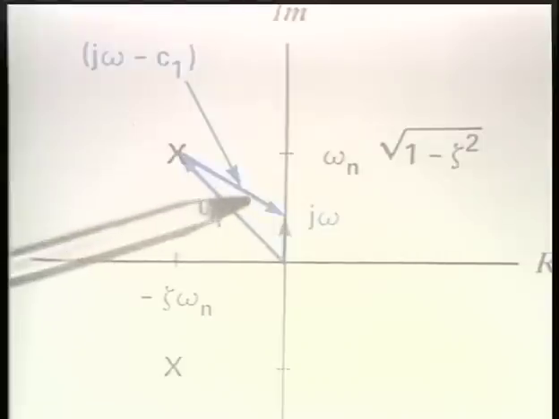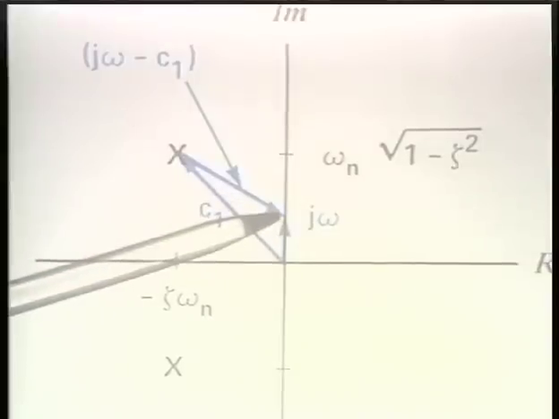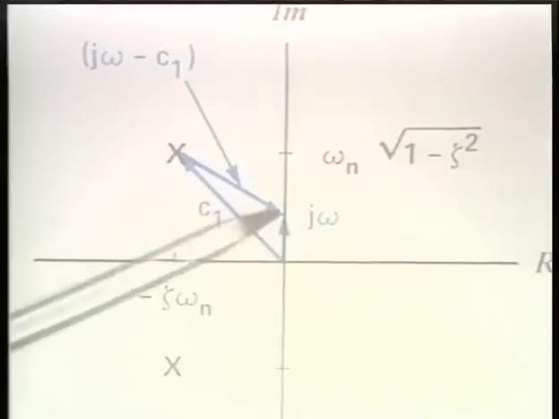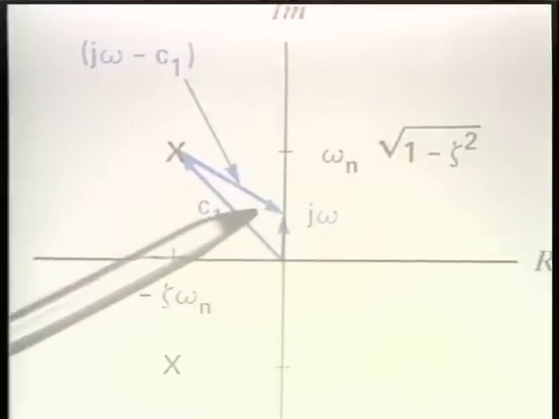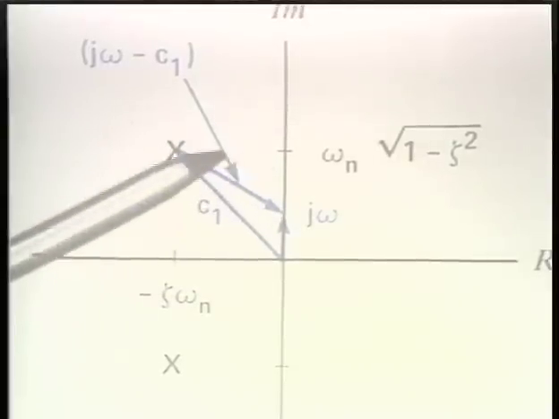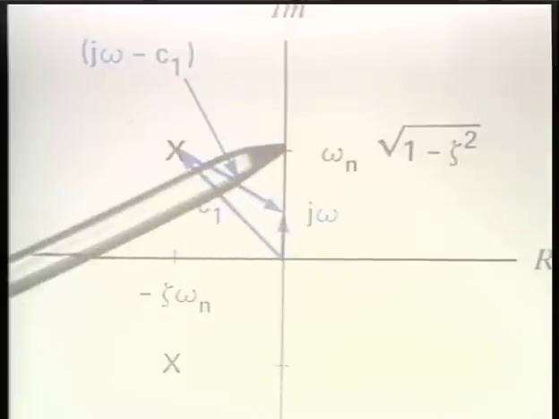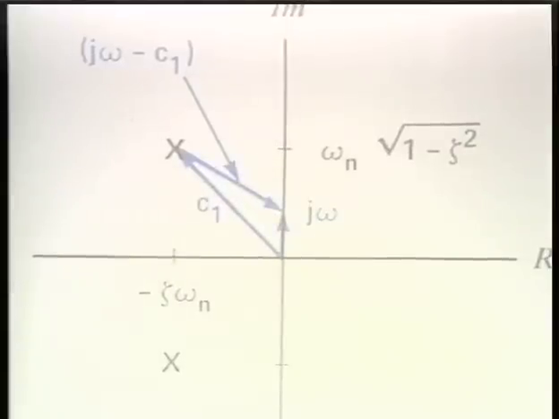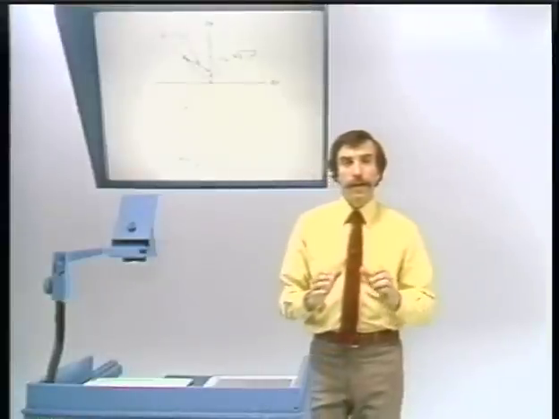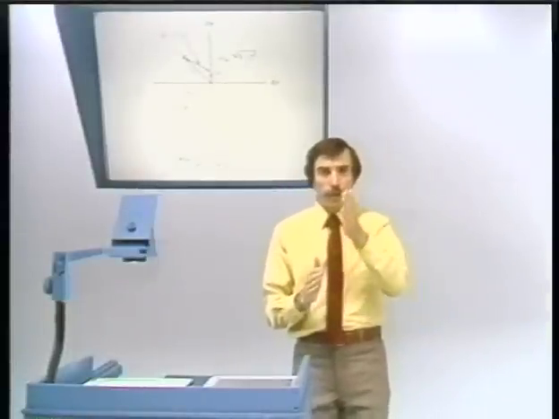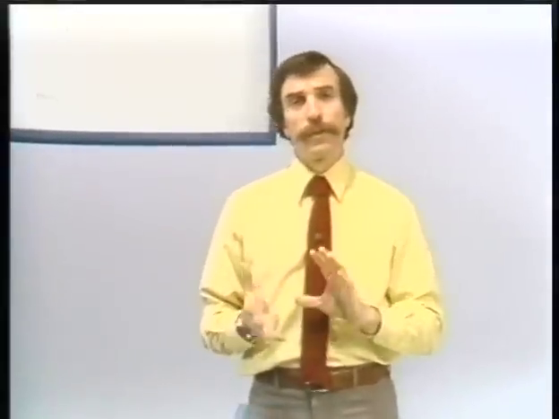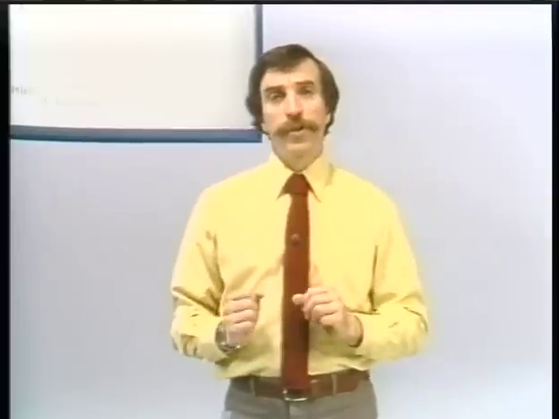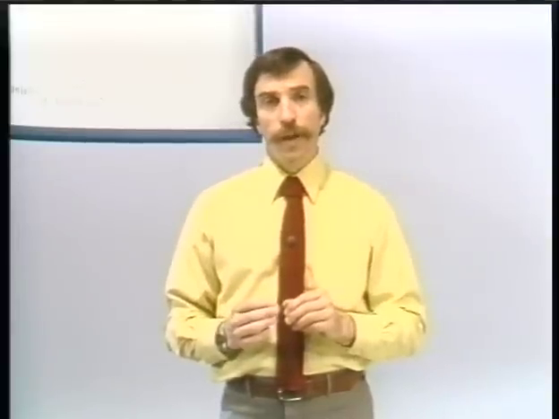Now, that's a little hard to see, looking at just one point, although notice that as we move along the j omega axis, as we get closer to this pole, this vector gets shorter, and so we might expect that the frequency response, as we're moving along the j omega axis in the vicinity of that pole, would start to peak. Well, I think that all of this is much better seen dynamically on the computer display.